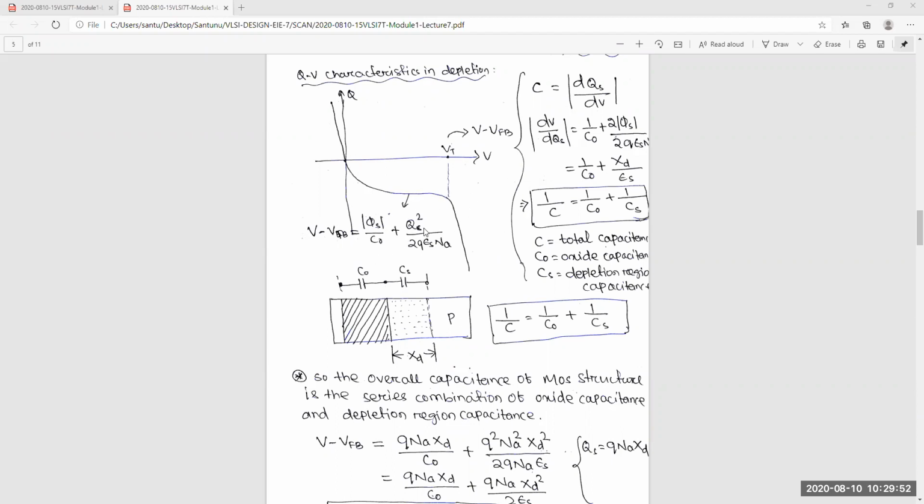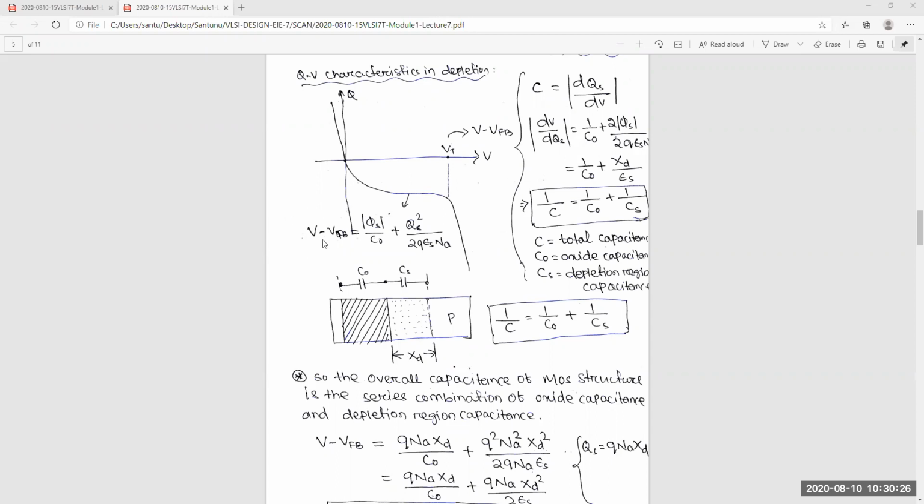Now again here you can see C is equal to dq by dv. The whole capacitance you can calculate by differentiating the charge with respect to voltage. If you do the reverse, then dv by dqs will be equal to what? It will be 1 by C0, meaning this part.